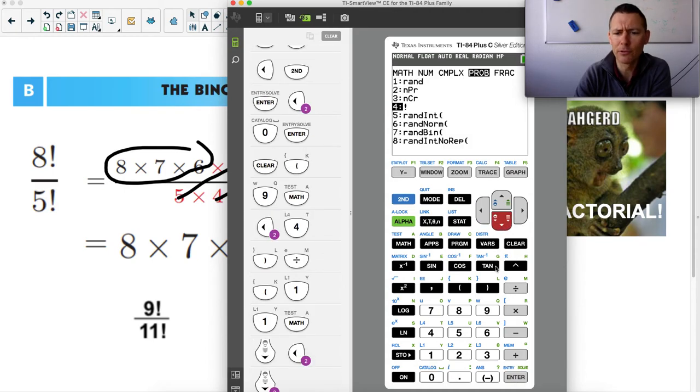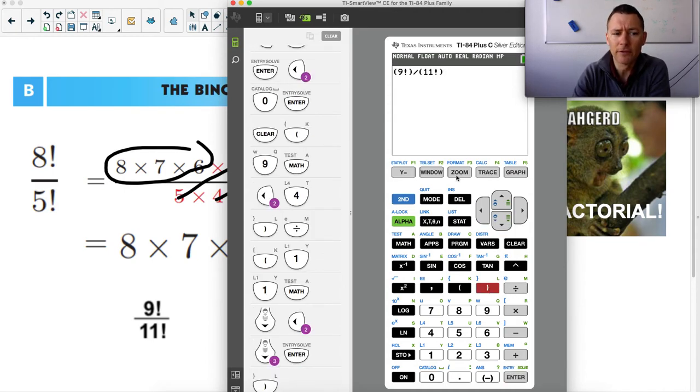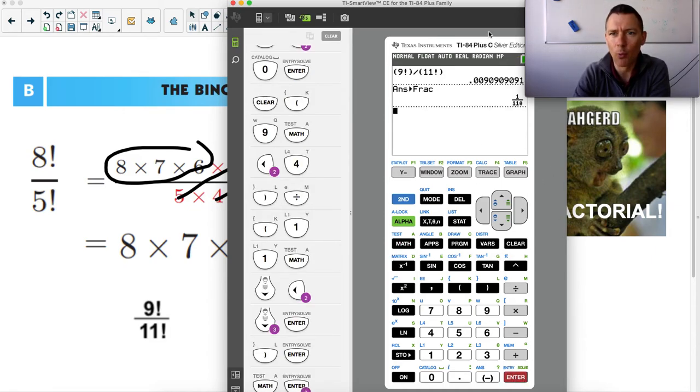Don't wait for me. You do it. Okay, so I did 9 factorial in parentheses divided by 11 factorial in parentheses. I just wanted to be careful with the parentheses. I got 1 over 110.